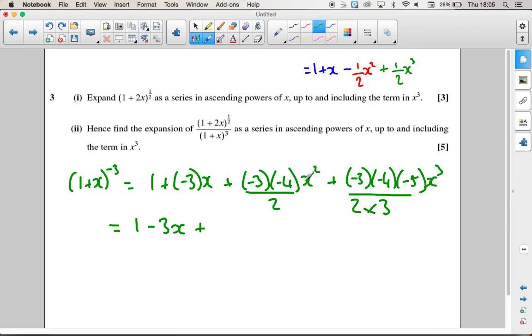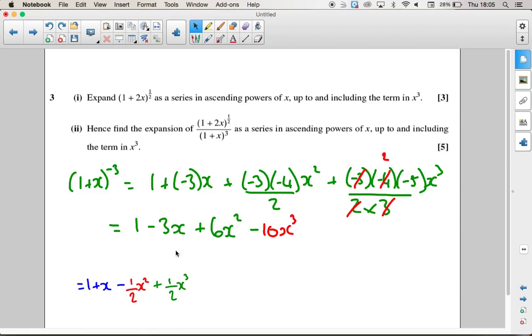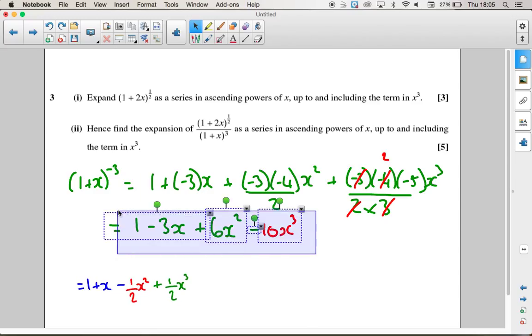plus x squared, well, it's going to be 6x squared, so that's 12 over 2. What's this going to be, plus or minus? That's going to be a minus. I'll just cancel a few things out. This 3 is going to cancel with this 3. Part of this 4 is going to cancel with the 4 on the bottom, so I'm going to have 10x cubed. So now we need to take what we had earlier and multiply it by what we've just got here.